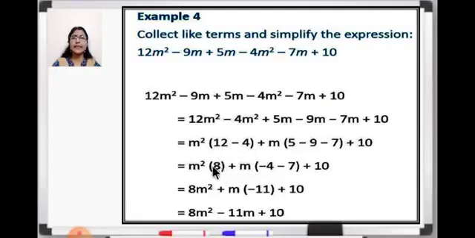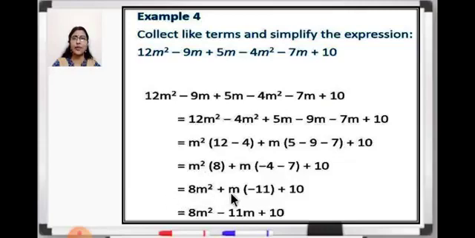Now 12 minus 4 is 8, so you'll write m square 8 plus m. Now here when you solve it, 5 minus 9, you will get minus 4 and minus 7. And then here plus 10. Now one more step, you will rearrange it because normally we write the coefficient first.